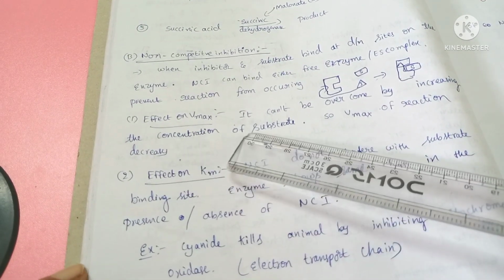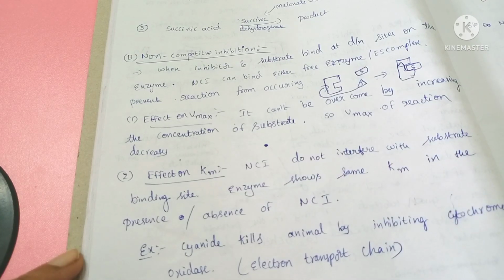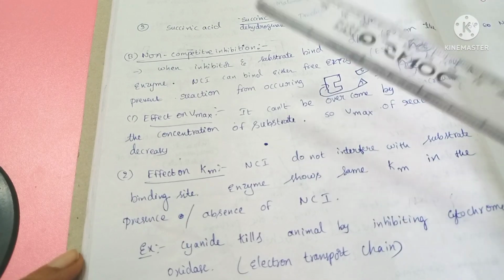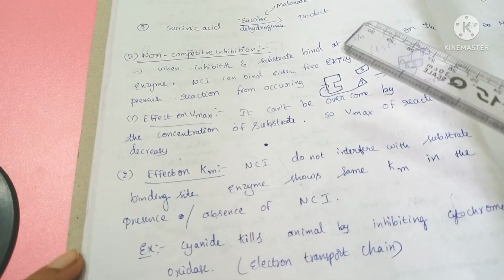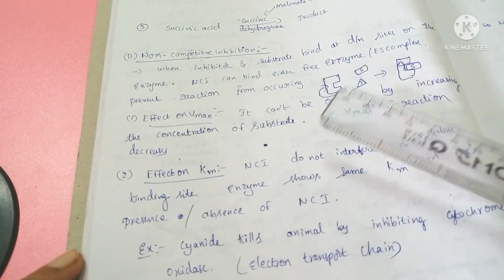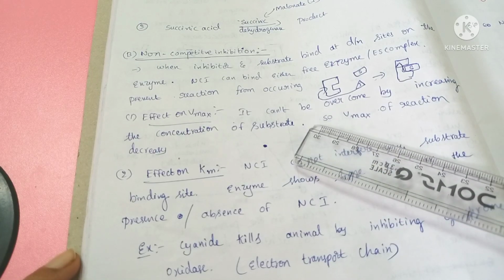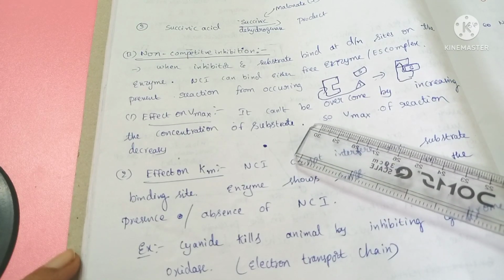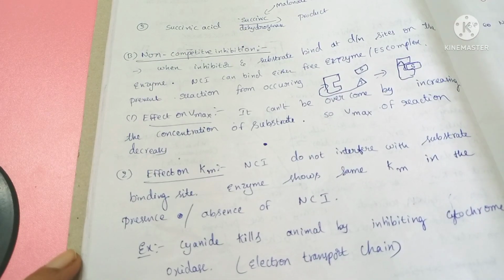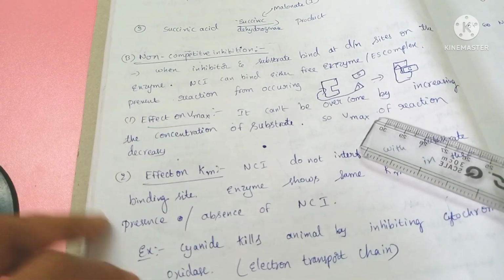And now we'll see what is the effect of this non-competitive inhibitor on Vmax. In the competitive inhibitor, to overcome the problem of this inhibitor, we increased the concentration of substrate, but it cannot be overcome by increasing the concentration of substrate here. So we cannot overcome the problem of non-competitive inhibition by increasing the substrate concentration. So automatically what will happen? The Vmax of the reaction decreases.